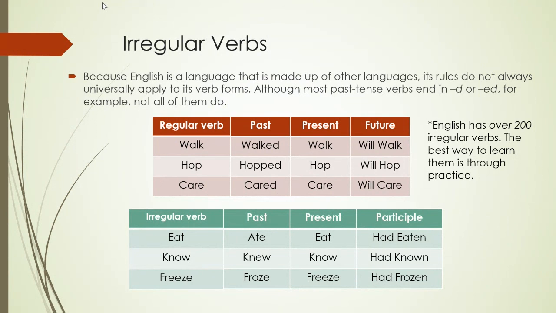Another irregular verb is freeze. The past tense is froze, the present tense is freeze, and the participle is had frozen. Notice how for irregular verbs the past tense of the verb does not end in ed. Note that English has over 200 irregular verbs, and the best way to learn them is through practice.